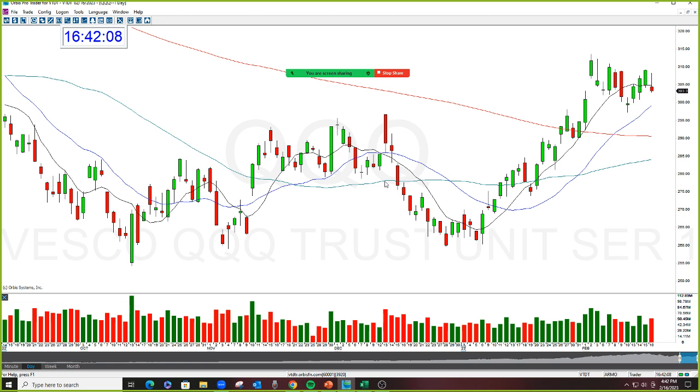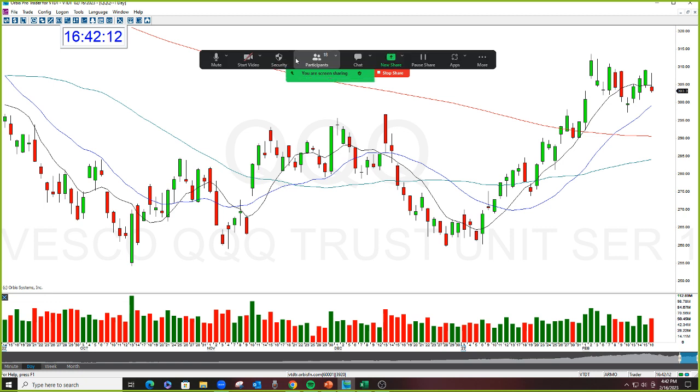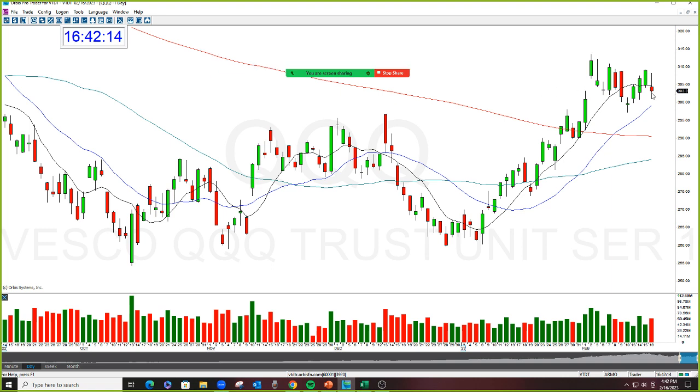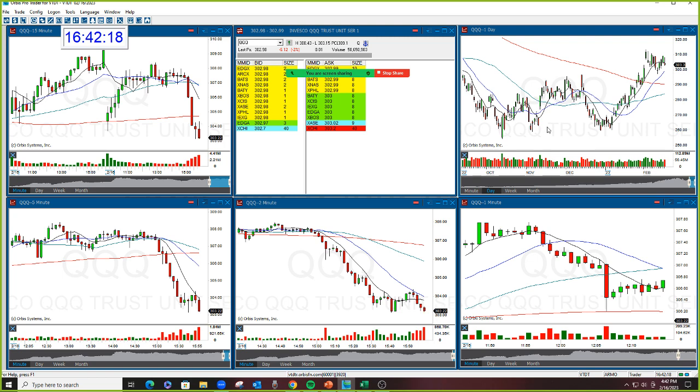Any questions about anything here that I've been talking about so far? So again, let's review what a gap is. Right now, the market's gapping down. I'm looking at the QQQs. We closed at 303.30. Where are we now? We broke 303. We're down 32 cents. That's not a million miles, but tomorrow's a long way away.